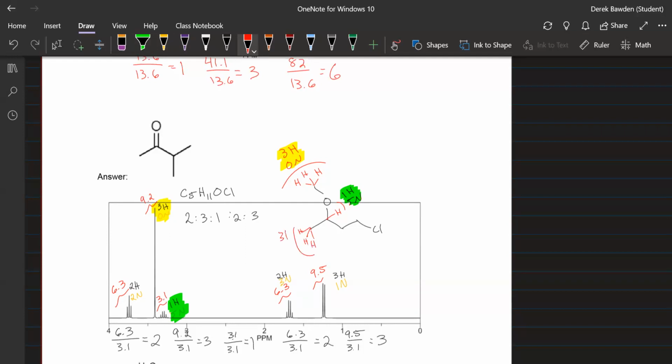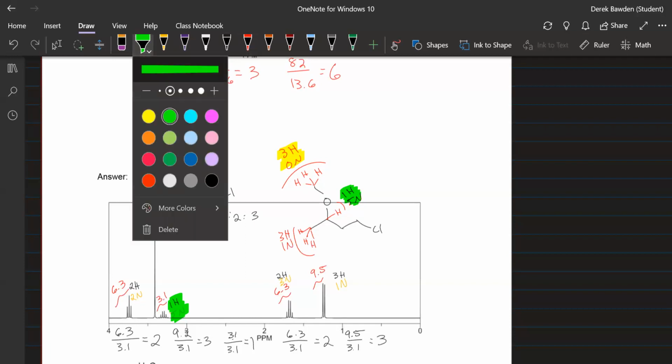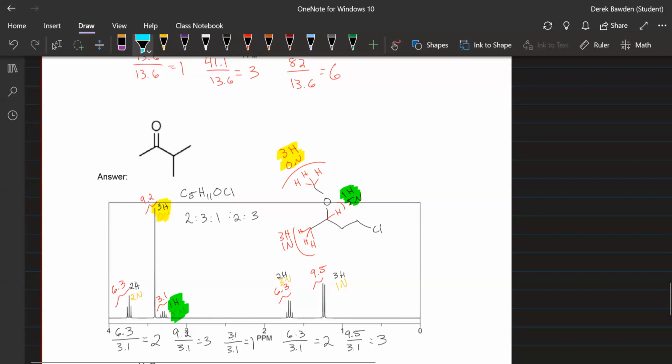So we have 3 hydrogens, and they have 1 neighbor. So again, we need to look for 3 hydrogens with 1 neighbor. And it looks like that checks out right here. Perfect. So we're looking good so far. We're going to keep going along here. We have these 2 hydrogens.